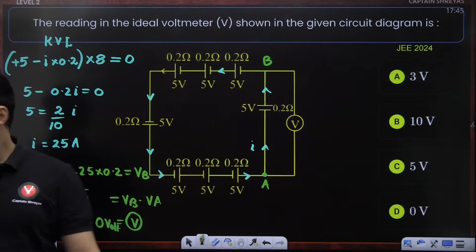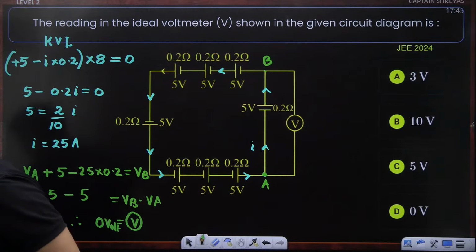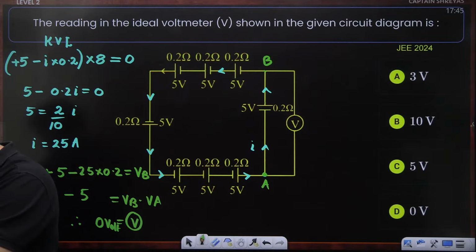Answer is 0. How many of you got 0? Very good, Dharineshwaran. Isn't it a brilliant, brilliant question? Tell me about it. Yes, loved it. Very nice. Awesome, guys.